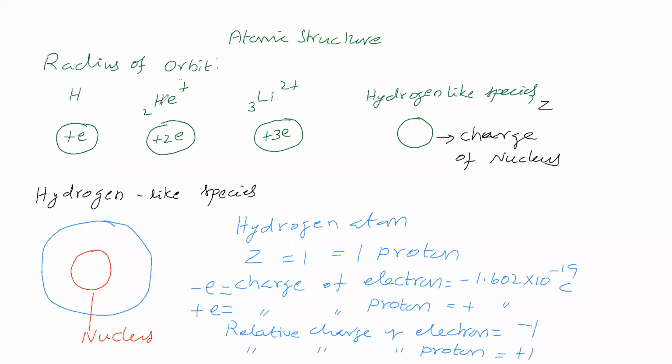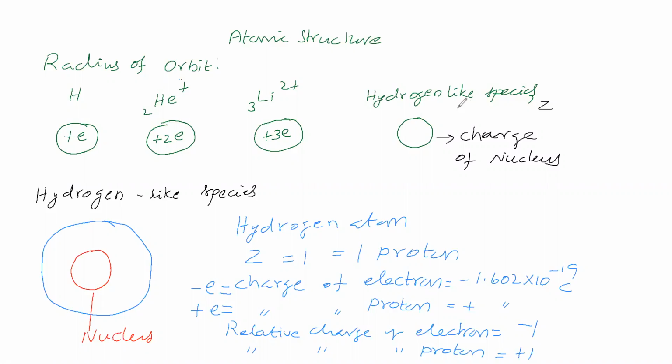Now He+: its atomic number is 2, so this nucleus contains 2 protons. Multiply by 2 and we get plus 2E, which is the charge of the nucleus. Now Li2+: its atomic number is 3, so this nucleus contains 3 protons. Multiply by 3 and you get plus 3E, which is the charge of Li2+.